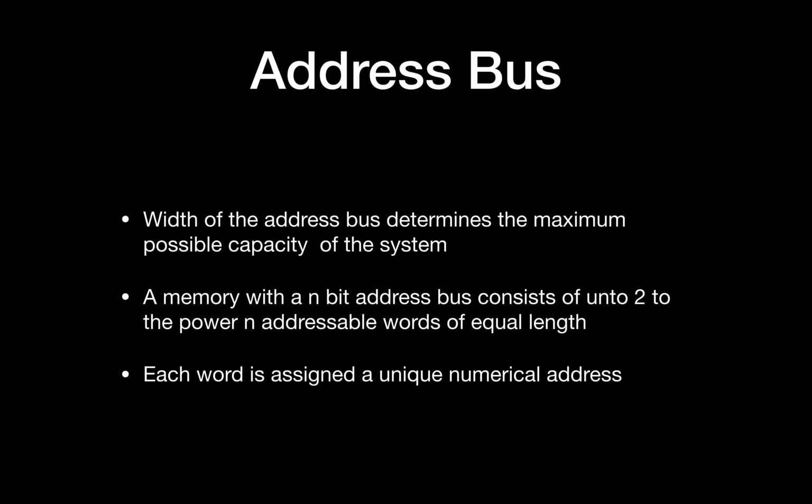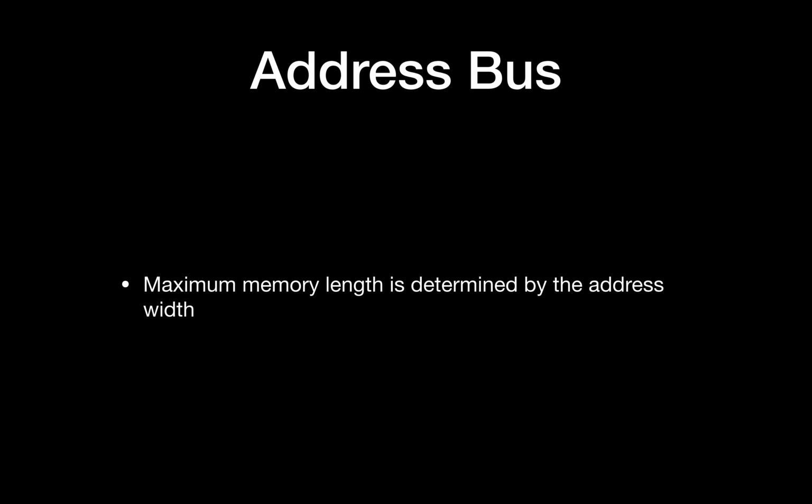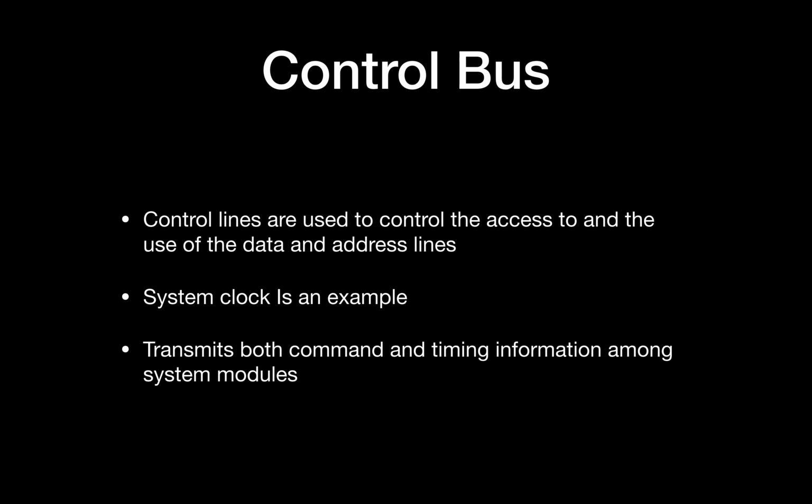Clearly, the width of the address bus determines the maximum possible capacity of the system. A memory with an n-bit address bus consists of up to 2 to the power n addressable words of equal length. Each word is assigned a unique numerical address. A word of data can be read from or written into the memory. Maximum memory length is determined by the address width.